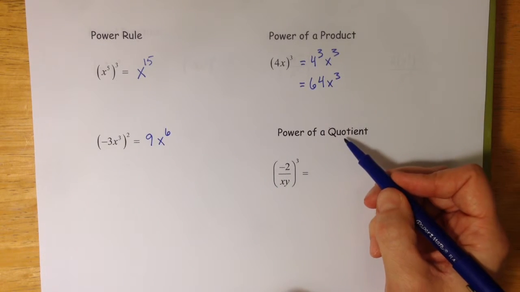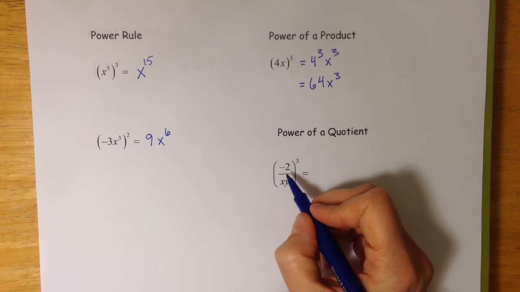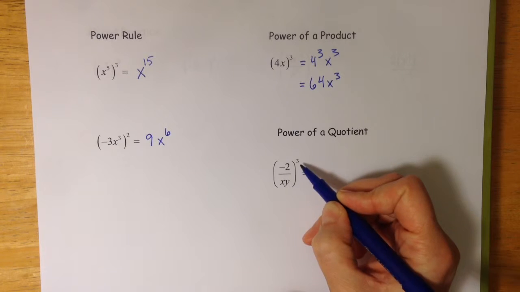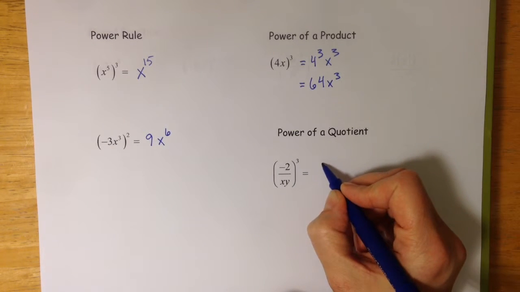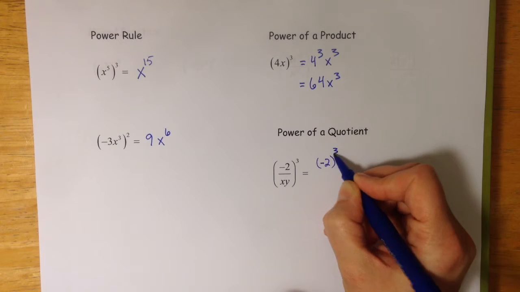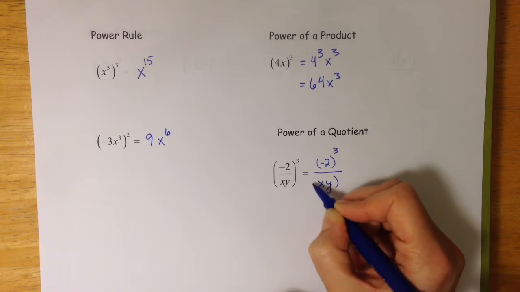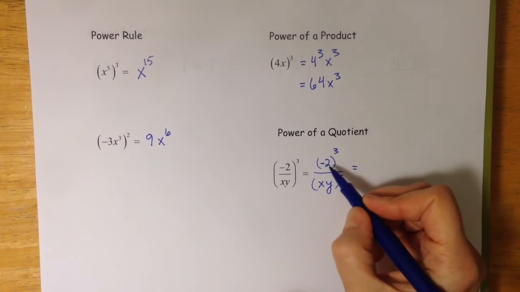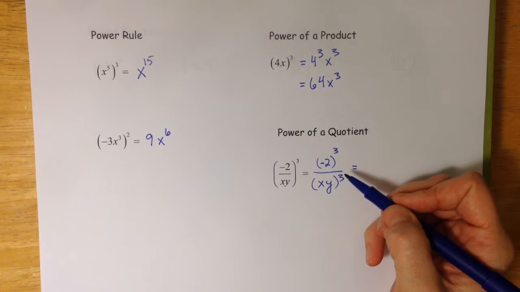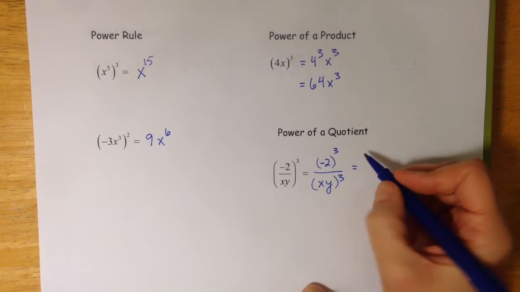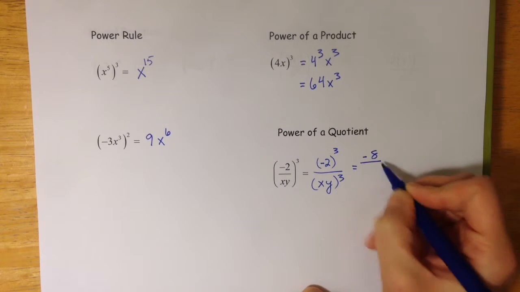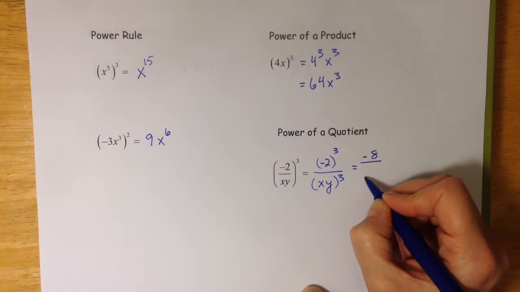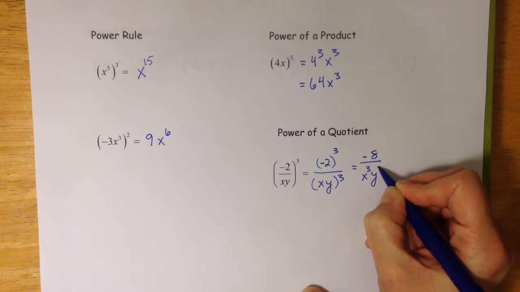And finally, there was the power of a quotient rule, where we were able to say if you have stuff that's being divided, you can raise the top and the bottom to the power individually, so that this becomes negative 2 cubed over x times y cubed. And then we should continue simplifying as much as we can. Negative 2 cubed is negative 2 times negative 2 times negative 2, which is negative 8. And x times y cubed, remember the product rule, power of a product, is x cubed y cubed.